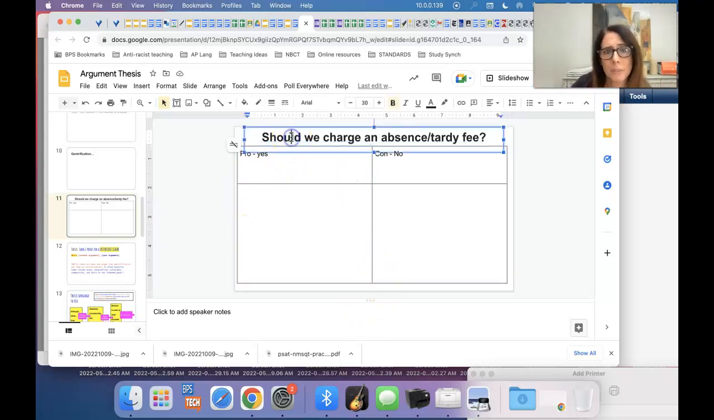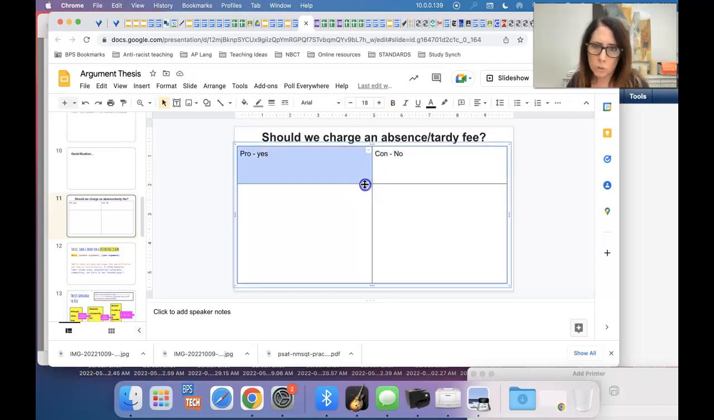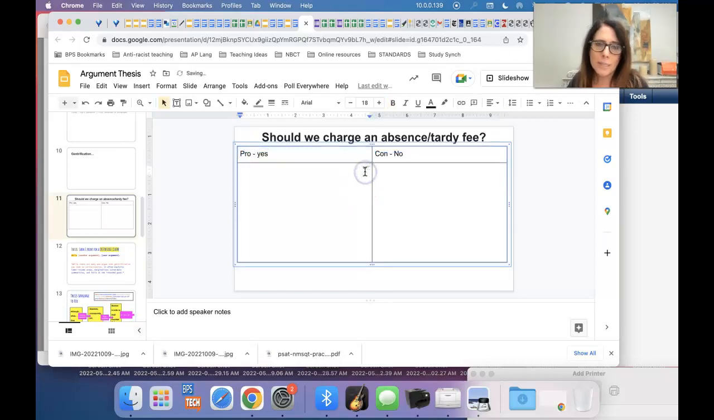So let's take a look at this one real quick. Should we charge an absence or tardy fee? So if you're absent to school, then you should pay a fine. And if you're tardy to school, you should pay a fine. Now, it doesn't matter what you believe. You know that when you see your prompt or your topic, you need to immediately come up with 3 reasons why, yes, we should, and 3 reasons why, no, we should not.